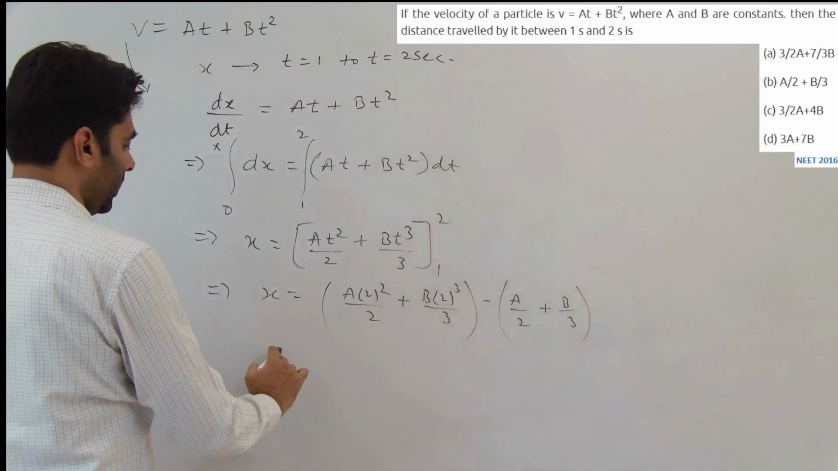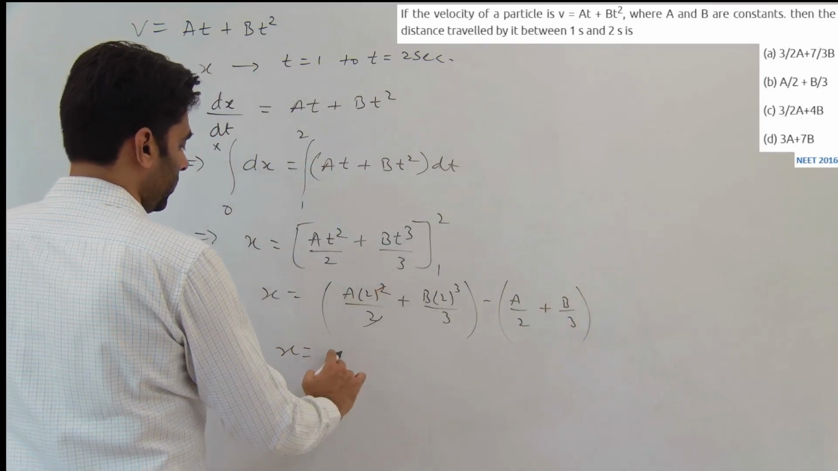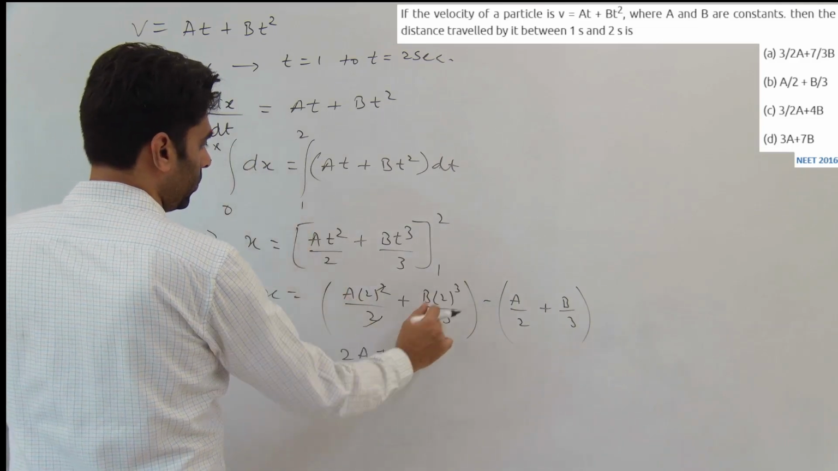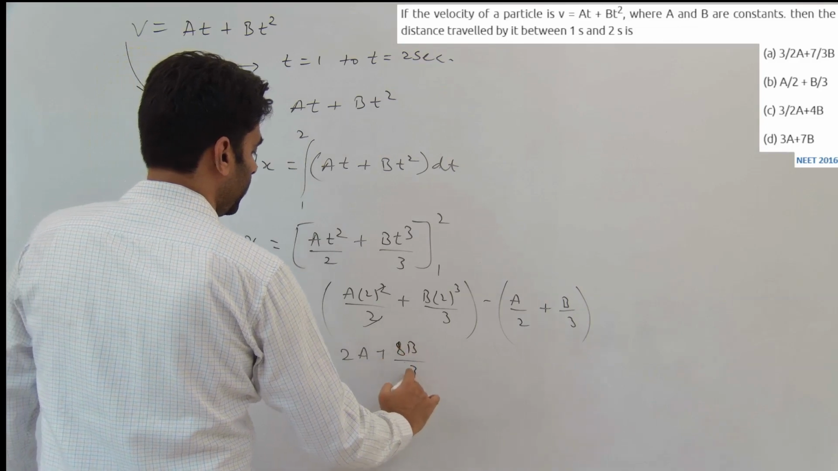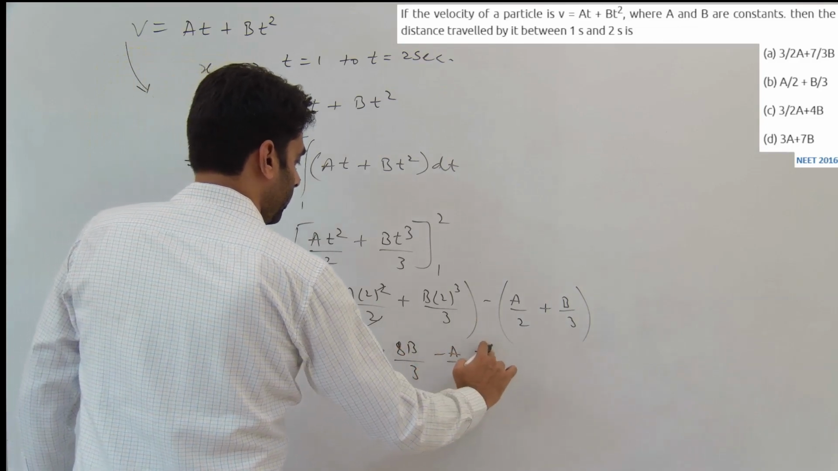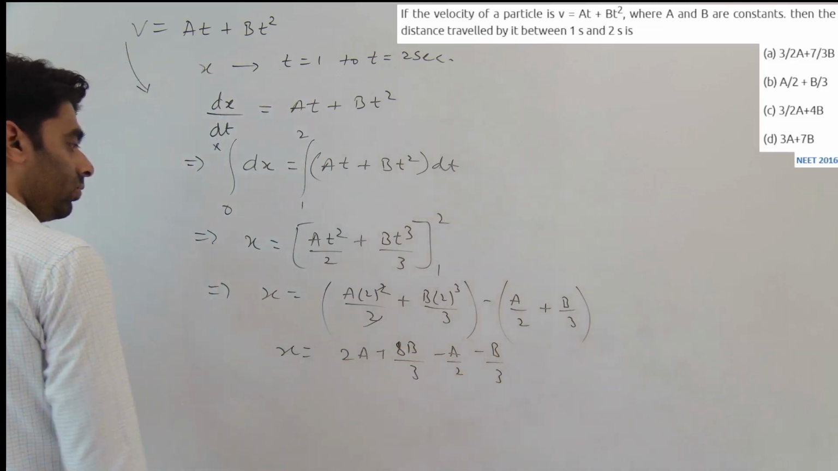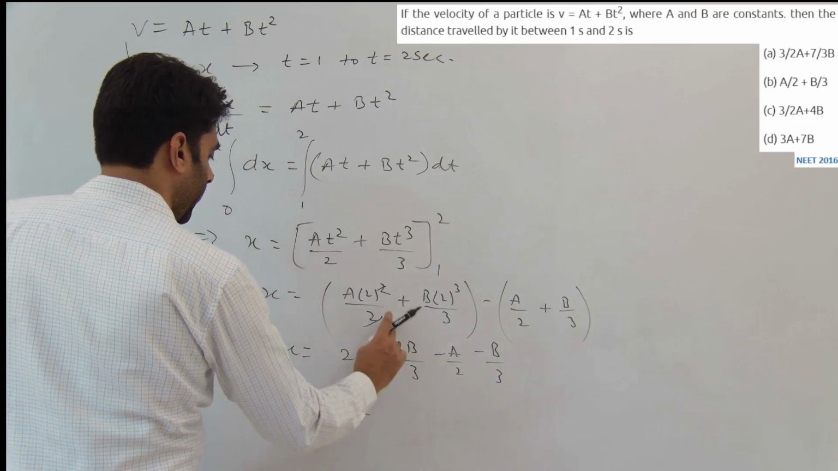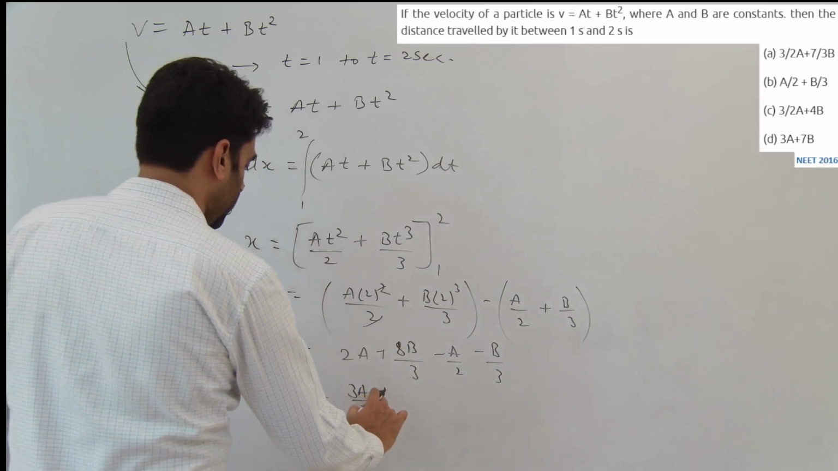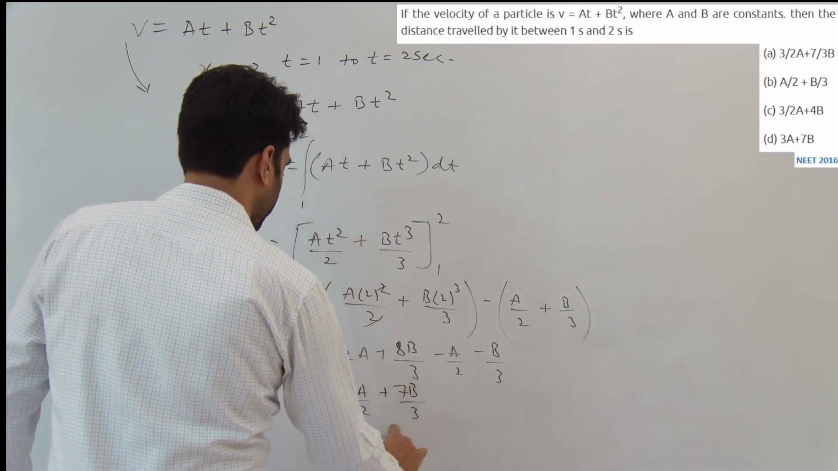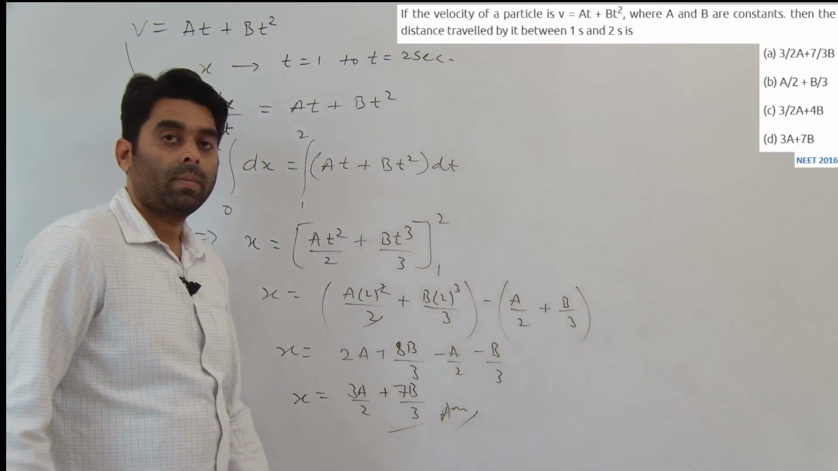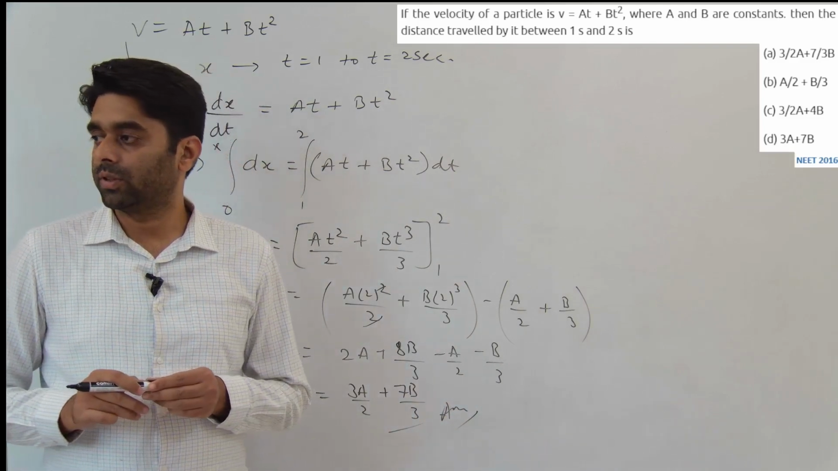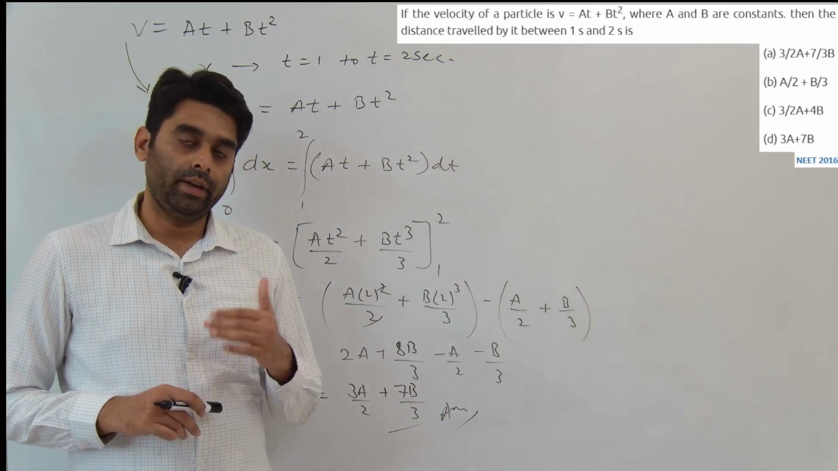Well and good. So x = 2a + 8b/3 − a/2 − b/3. We get 2a − a/2, which is 3a/2, and 8b/3 − b/3, which is 7b/3. Okay, this is our answer: x = 3a/2 + 7b/3. Which option is it? Option number 1 is our correct answer, right? Let's look at our next question.